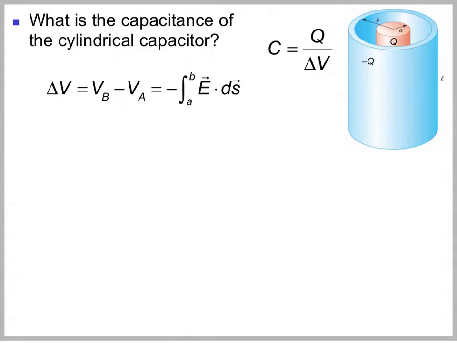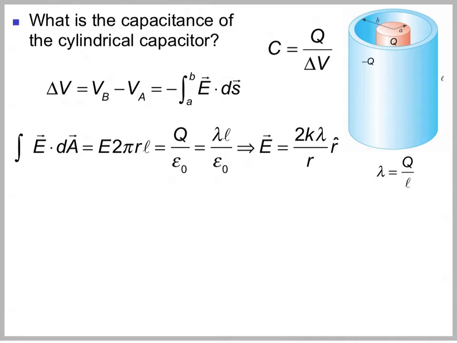So the potential difference between the two conductors, which would be VB minus VA, we can just calculate if we know what the electric field is in that region. So it's minus the integral from A to B of E dot ds. Well, let's assume I've got a linear charge density lambda. It's Q over the length of this thing.